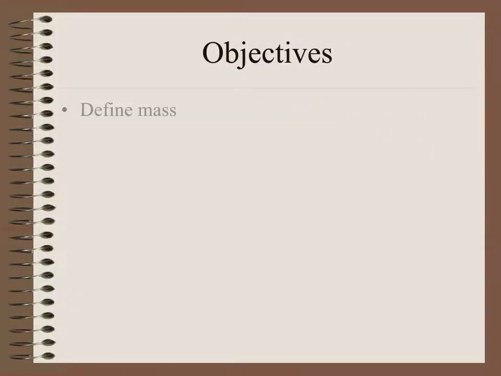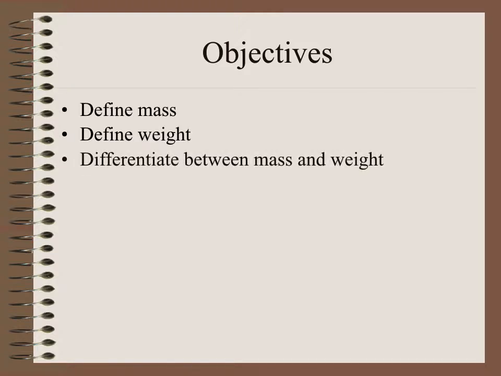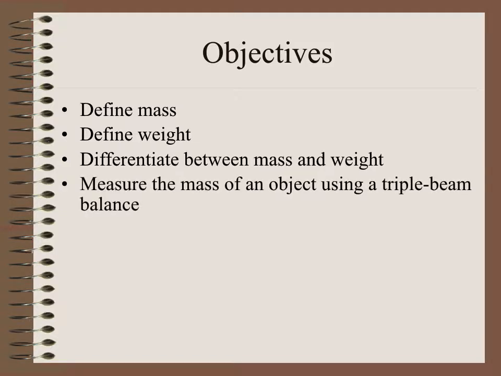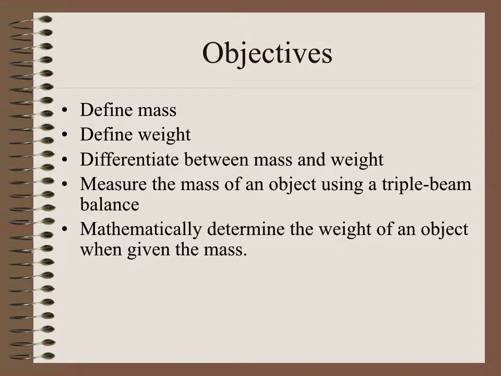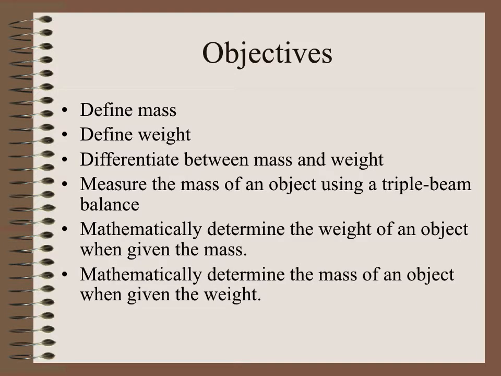Our objectives are first to be able to define both of these quantities. Next, you'll also want to be able to tell the difference between the two. You'll want to be able to measure the mass of an object using a triple beam balance. You'll also want to be able to mathematically determine the weight of an object if you know its mass, as well as the opposite, to determine the mass if you know the weight.